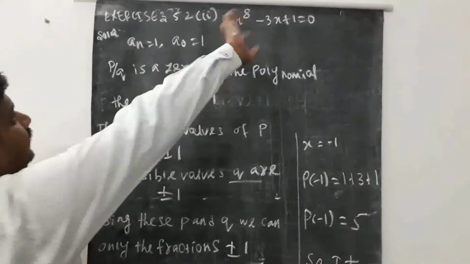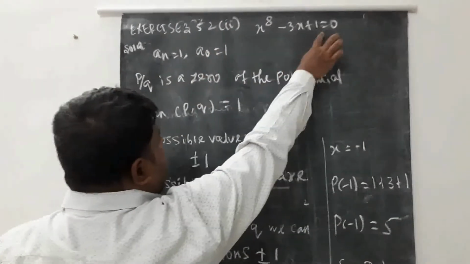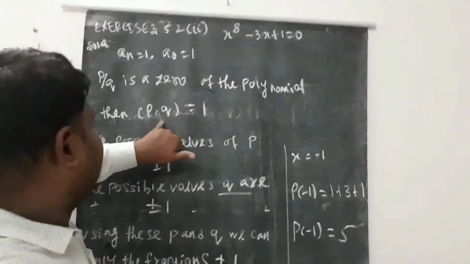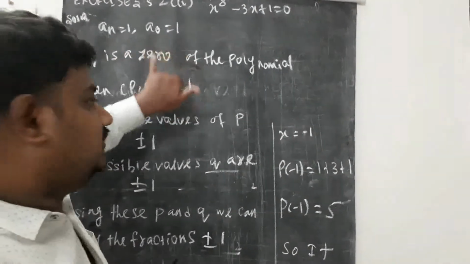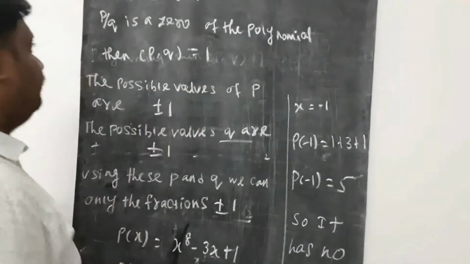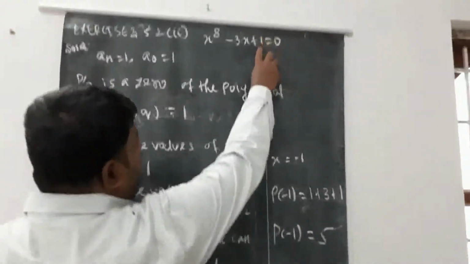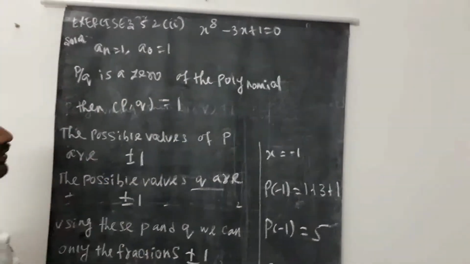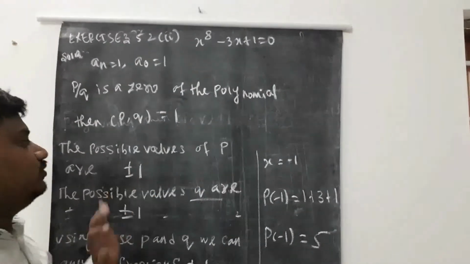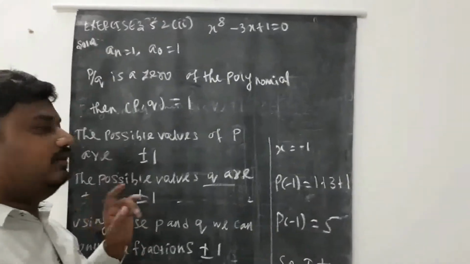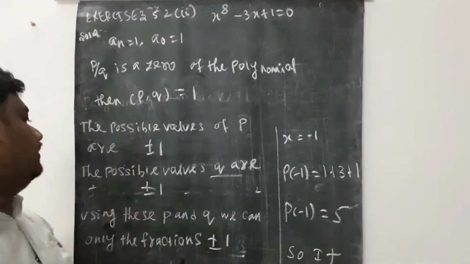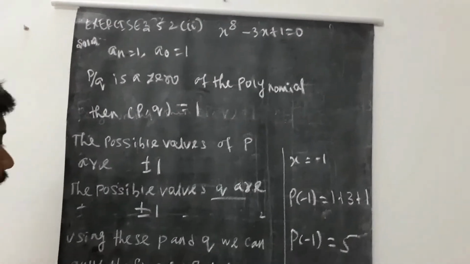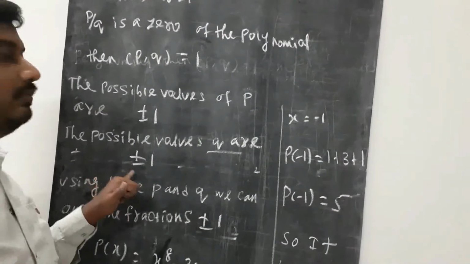Here a_n value is 1, a_0 value is 1. Where p by q is a zero of the polynomial, the GCD of p comma q is 1. Here the GCD of 1 comma 1 is 1. Therefore, first the possible values of p. The last one is p, the p value is 1. Therefore, the divisors of 1 are plus or minus 1. And here the q value is also 1, therefore the divisors of 1 are plus or minus 1.